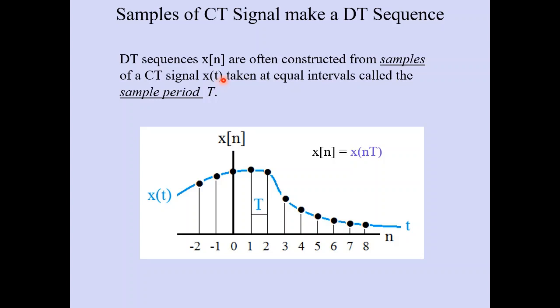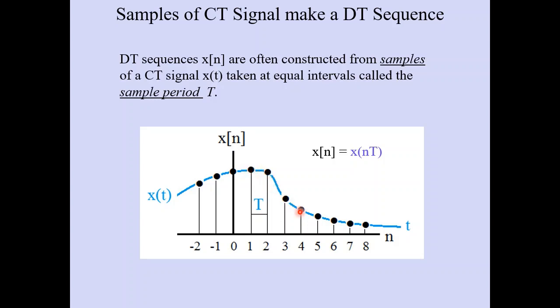And by the way, I didn't mention this on the last slide, but I should do so now. For a sequence, x of n, which is a discrete time sequence, the index n is always put inside square brackets. Whereas for a continuous time signal, like x of t, the argument of the function is put inside parentheses, the curved brackets. So that's one way to tell, just by looking at it, whether it is a sequence or a continuous time signal.